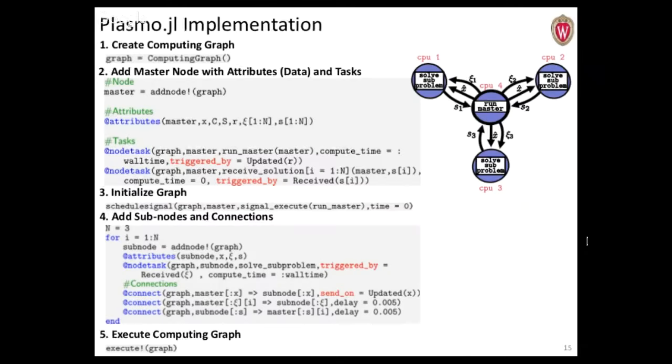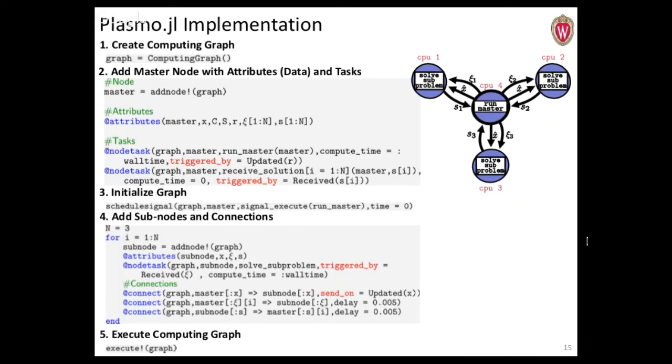So in terms of the code, this would be the Plasmo implementation of how you would set up a computing graph to do this kind of simulation. I should put an asterisk here. I haven't finished writing the macros yet. So right now I had to do all this just using the normal function API. But this is what the macros are going to look like.